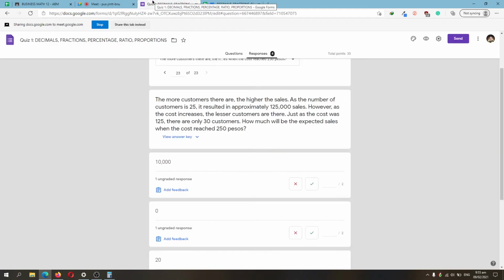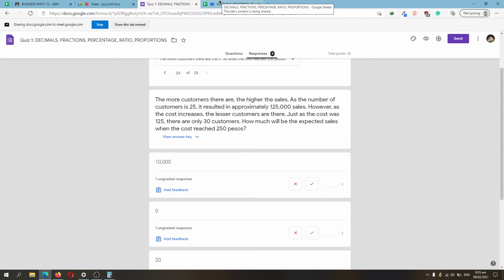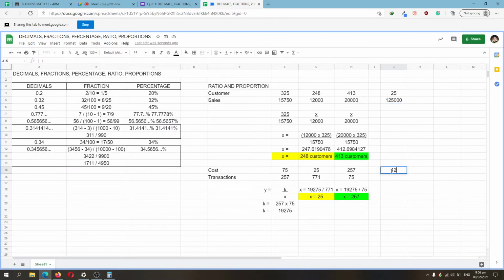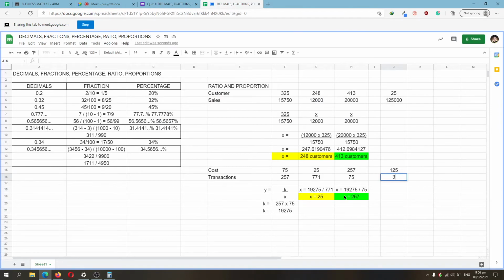So, sabi niya, however, as the cost increases, the lesser the customers there are. Ibig sabihin, kapag tumataas yung ating cost, bababa daw yung customer. Ibig sabihin, bababa rin yung transaction. So, kapag 125 daw ang cost, ilan ang transactions? So, the transactions will only be 30 customers. Ibig sabihin, 30 customers lang.